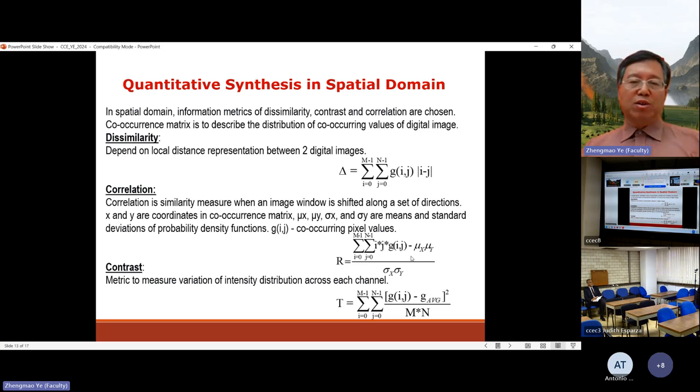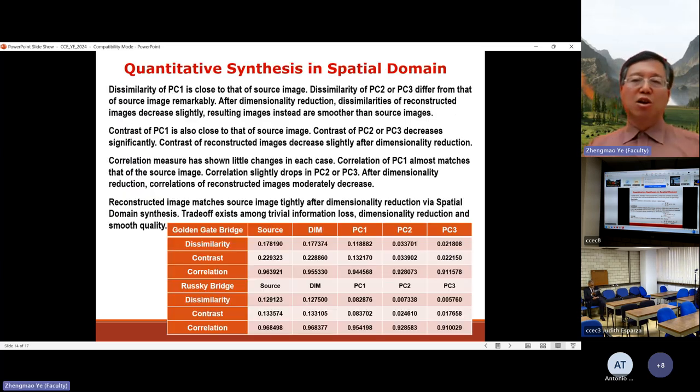The third one we want to introduce is contrast. The contrast is the metric to measure the variation of intensity distribution across each channel, and it is formulated by the last formula right over here. So once again, let's take a look at the numerical simulation result. Another comparison has been made.